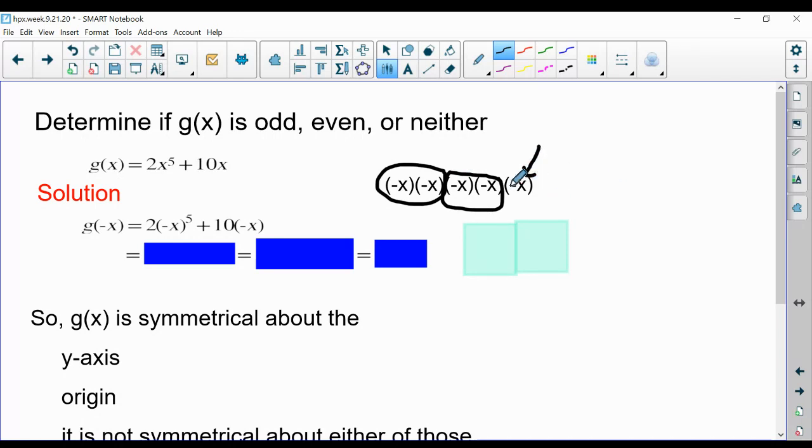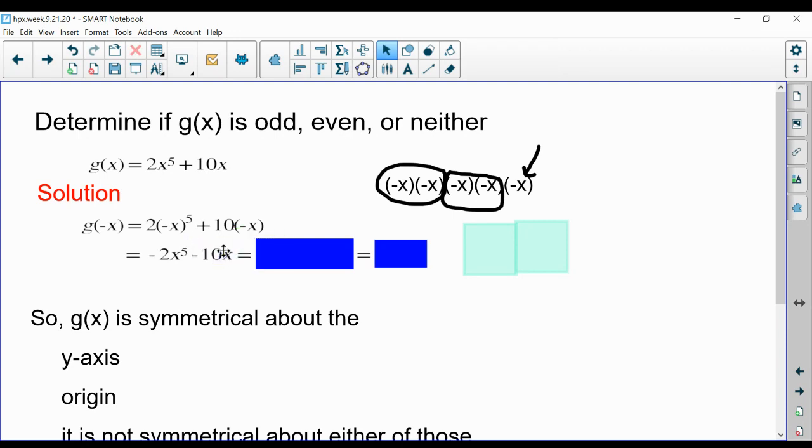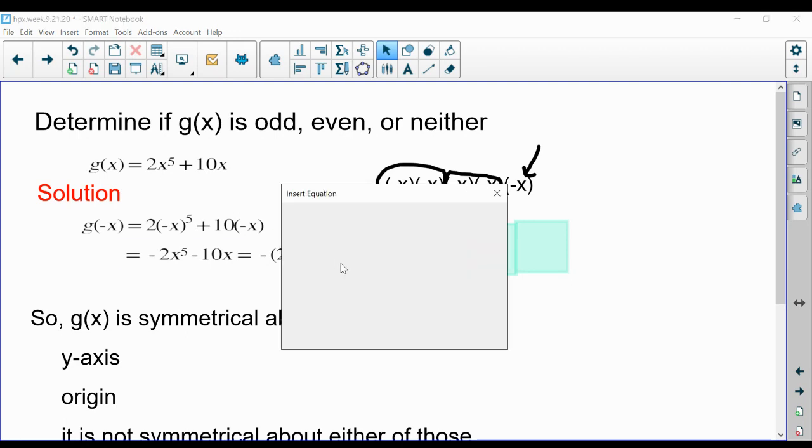I mean, this is odd. When you pair them up, there's always one left over. So the opposite of x to the 5th power is negative. It'll be negative 2 times x to the 5th. Same thing here. 10 times the opposite of x would be minus 10x. Now, this is definitely not the original, but if you factor out a negative 1, you get the original. Factoring out -1, you get 2x to the fifth plus 10x. I forgot my little x there.